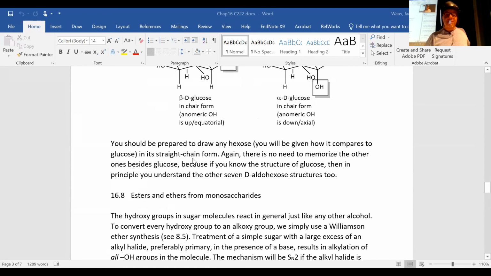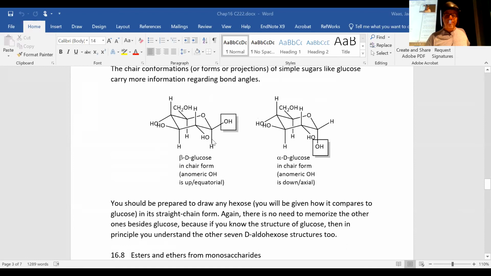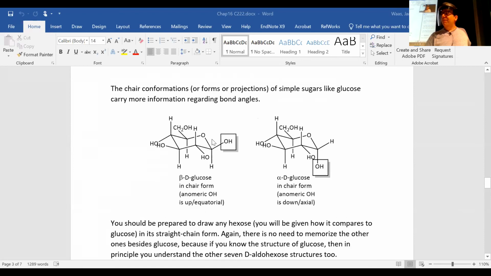And I think that's about it. So I'm really only concerned for us with the straight chain form. That gets us into a good position to start getting into the reactions of simple sugars next time. But other than that, I'm out of time.